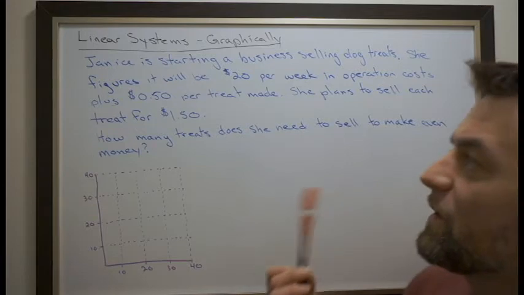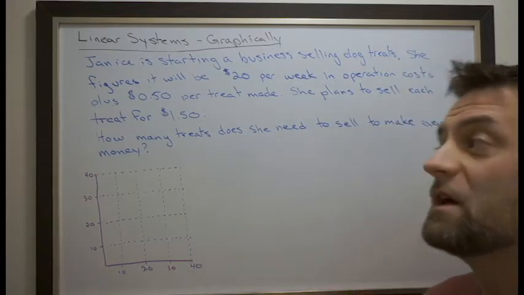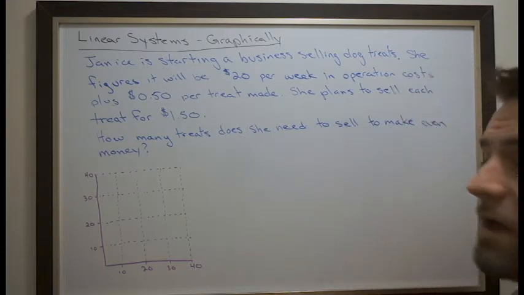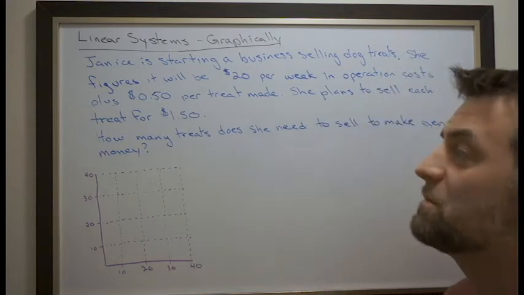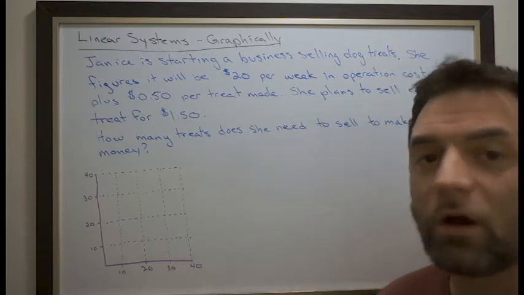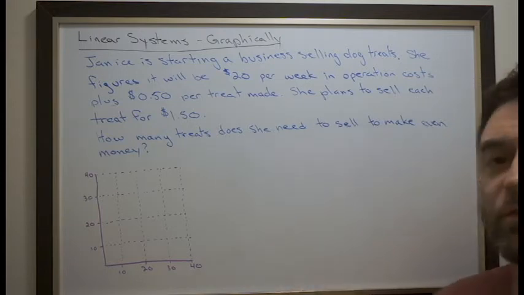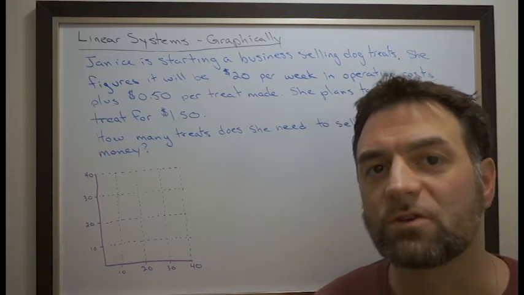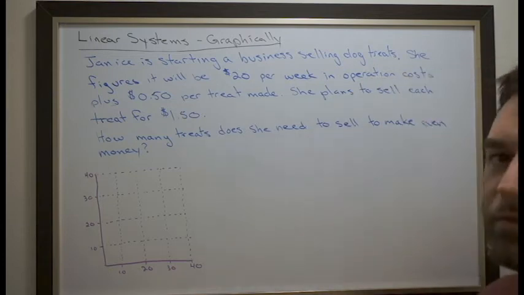So here we have a situation where Janice is starting a business selling dog treats. She's figuring that she's gonna cost her about $20 per week in operation costs, plus another 50 cents for every treat she makes. She then plans to sell those treats for $1.50. And we want to figure out how many treats does she need to sell to make even money. Even money means that she's gonna break even. She's gonna make as much as she spends. So it's a break even point.